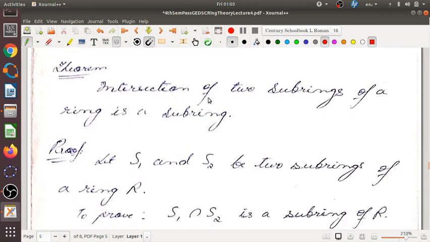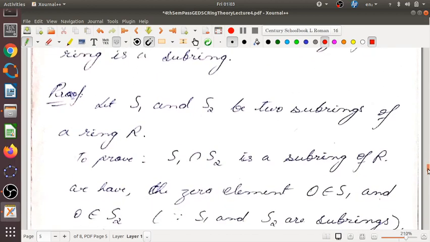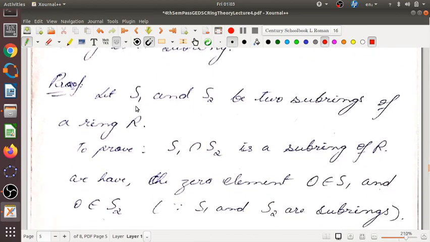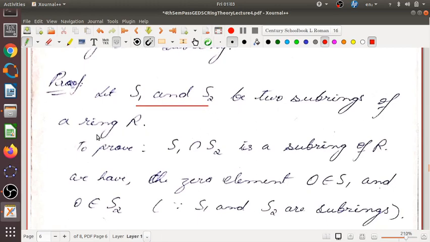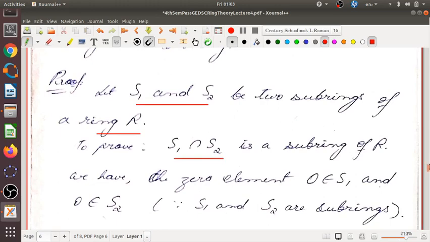Next we come to this theorem. The intersection of two subrings of a ring is a subring. If you take two subrings and then take their intersection, you get another subring. So we start this way. Let S1 and S2 be two subrings of a ring R. What do I have to prove? We have to prove that S1 intersection S2 is a subring of R.